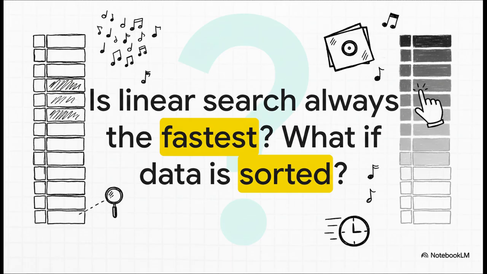But I want to leave you with a question to chew on. Is it always the fastest way? What if that list of 1,000,000 songs was already sorted alphabetically? Do you think you could find a song much, much faster? Well, that's a topic for another day.